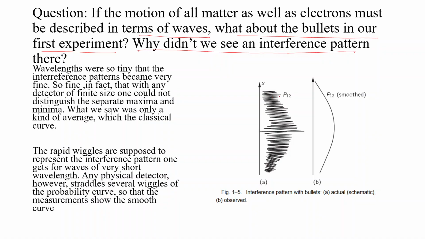So for our bullet case, the interference curves are over here and its average is smoothed out over here, P12. So that was all about this chapter.